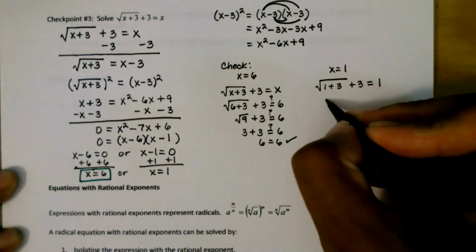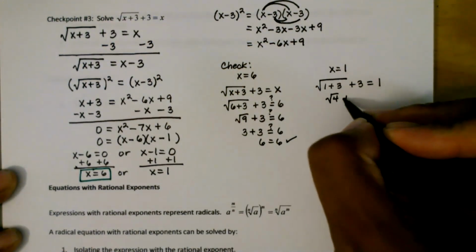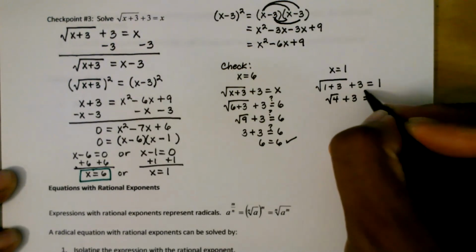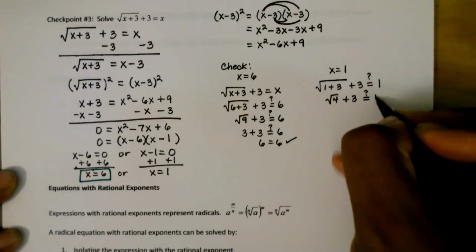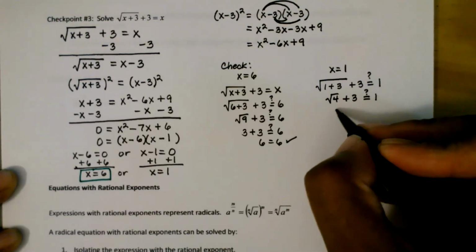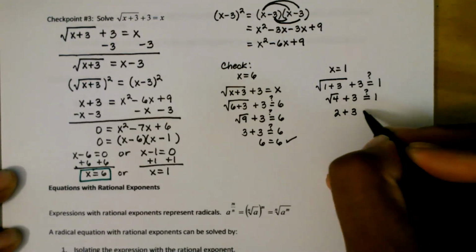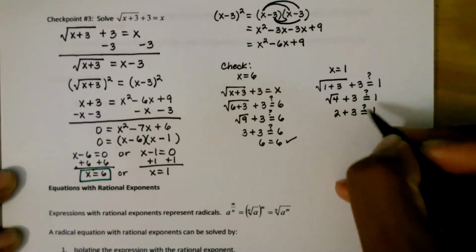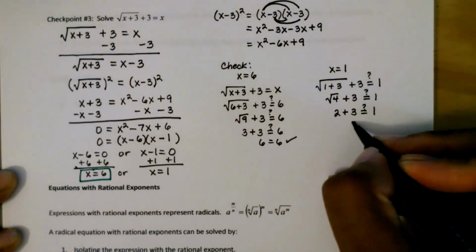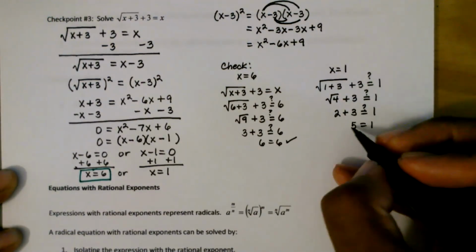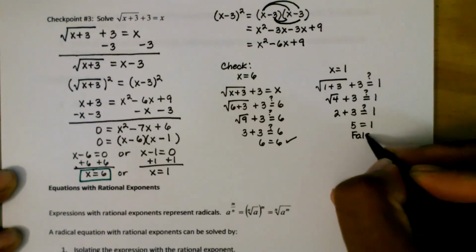1 plus 3 is 4, so the square root of 4 plus 3 is going to be equal to 1. The square root of 4 is 2, and does 2 plus 3 equal 1? Well, if you add 2 plus 3, you're going to get 5. So here I have a false statement.